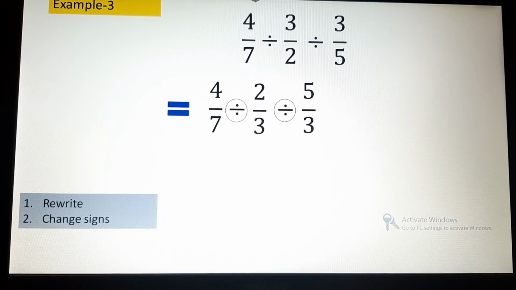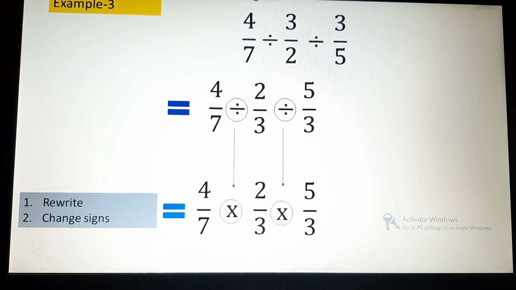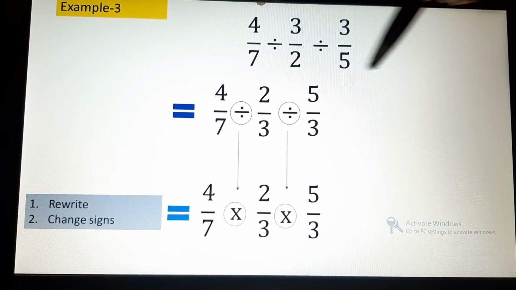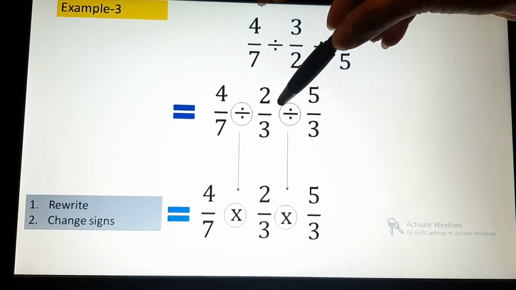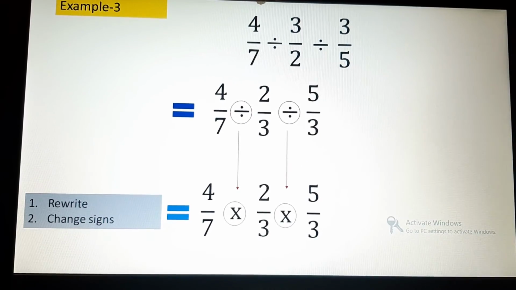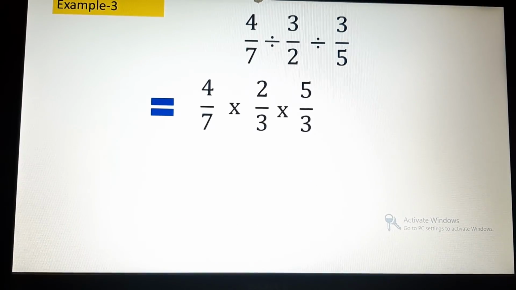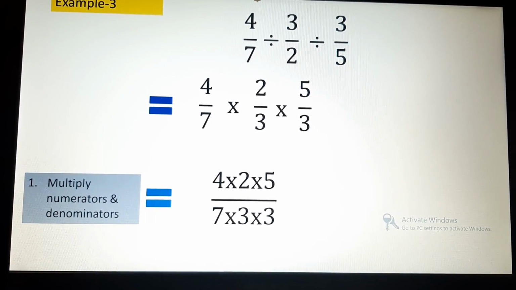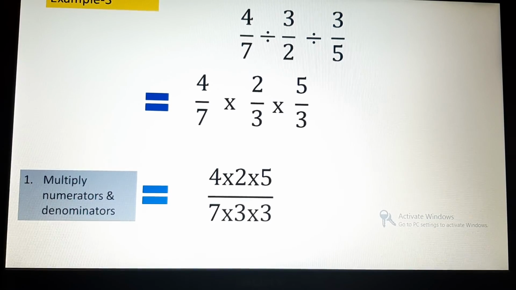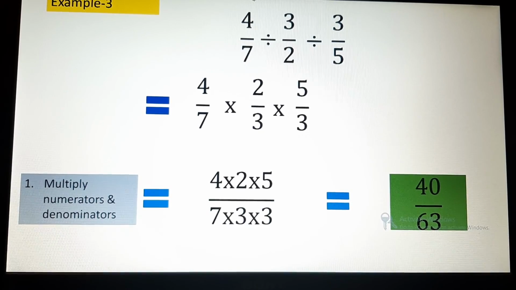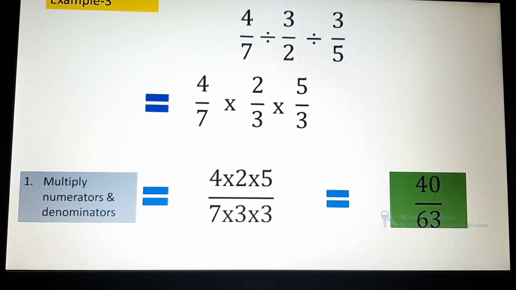And now we are going to change the division signs into multiplications. See, these two changes I have made here. The division sign is converted into multiplication and these fractions are reciprocated here. Using our previous knowledge, we are going to multiply the numerators to get the resulting numerator, and we are going to multiply the denominators to get the resulting denominator. So 4 times 2 times 5: 4 2s are 8, 8 5s are 40, and 7 3s are 21 times 3 is 63. So this is the proper fraction, so this is the answer.